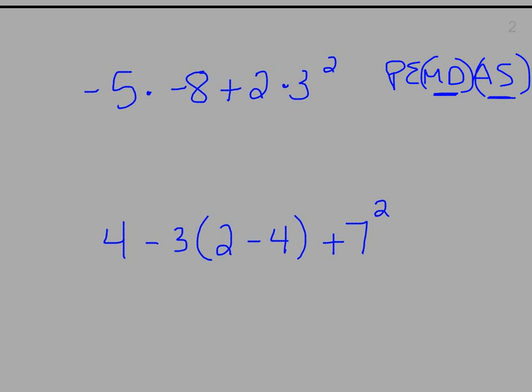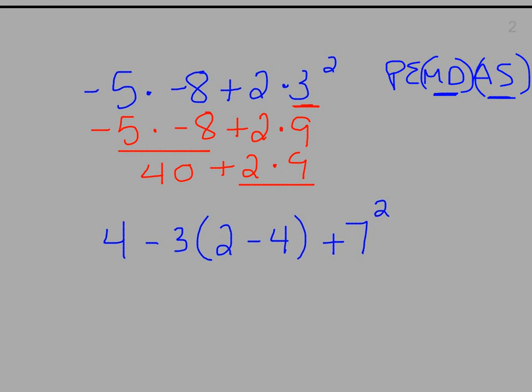So the first thing we start with is the E, which is the exponents. So this one here, we do have an exponent, so we need to simplify this first, and 3 squared is 9. And then I'm going to bring down everything else. Negative 5 times negative 8 plus 2 times 9. So now I'm going to do this multiplication, the negative 5 times negative 8. That would become a positive 40. And then I'm going to write plus 2 times 9.